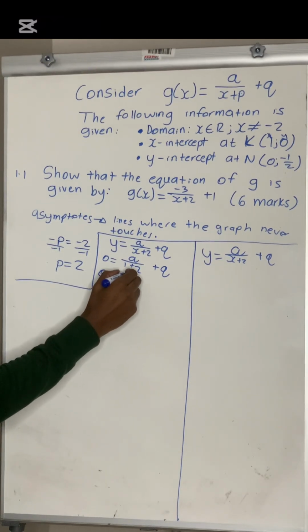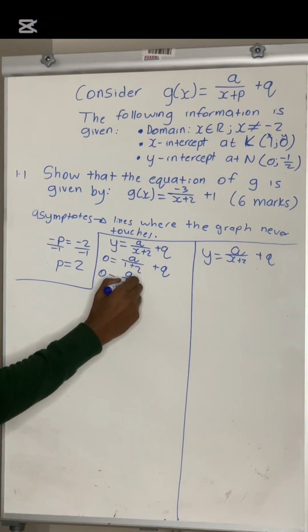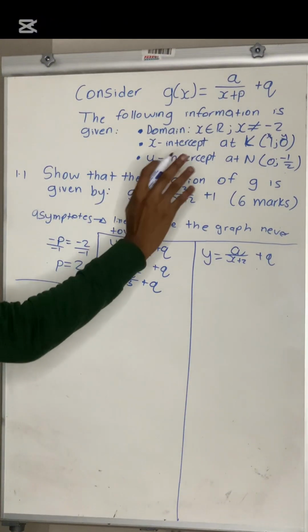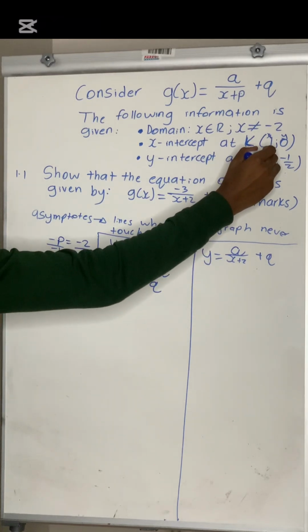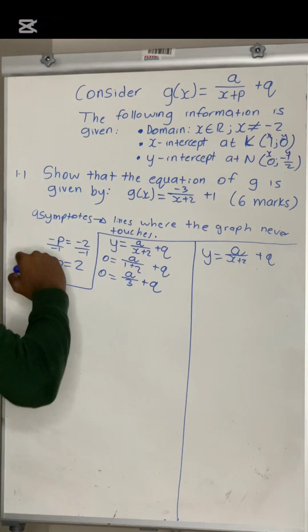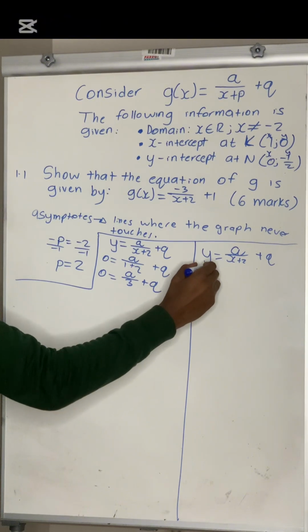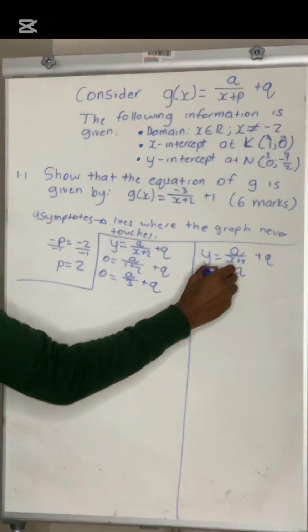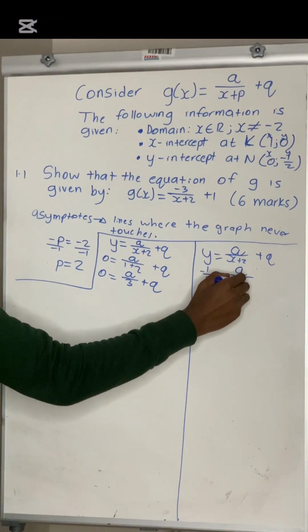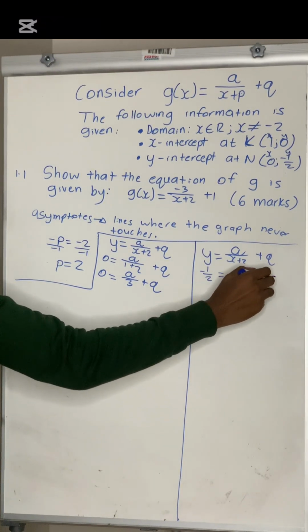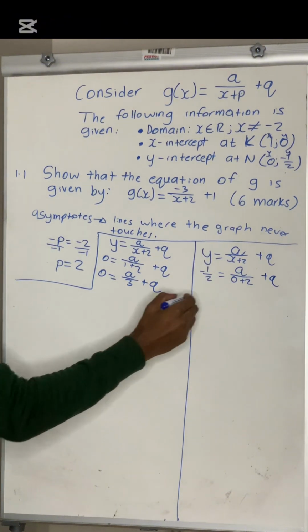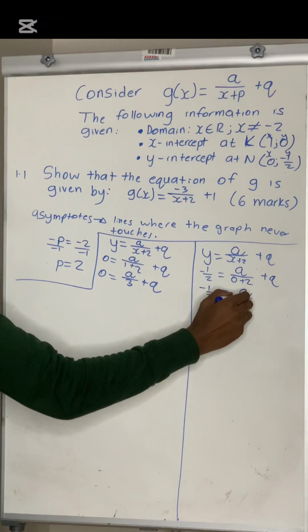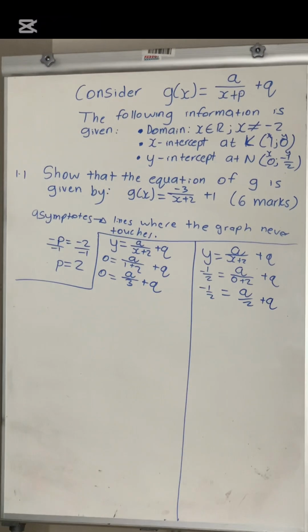0 is equal to a all over 1 plus 2, that is 3, and then plus q. This is what we have so far. Now let's substitute the second point. This is the x value again. This is the y value. So the y value is negative 1 over 2, which is equal to a all over 0 plus 2 plus q. Okay, negative 1 over 2 is equal to a all over 2 plus q.